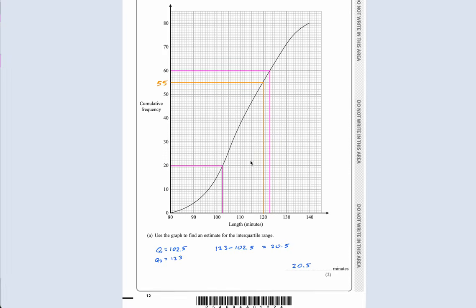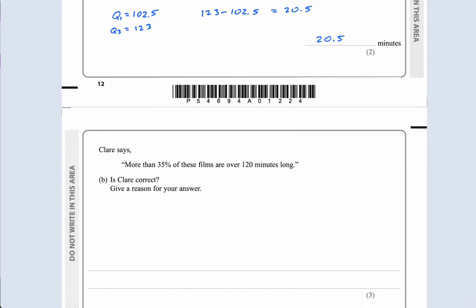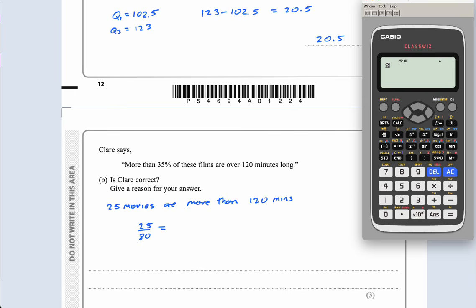Okay, so how many movies are more than 120 minutes long? Well, it's all of these ones. So 55 to 80. So that's, what is that? 25. So 25 movies are more than 120 minutes long. 25 out of 80 is equal to, that's 25 of the 80 movies, so 25 out of 80, let's do that.